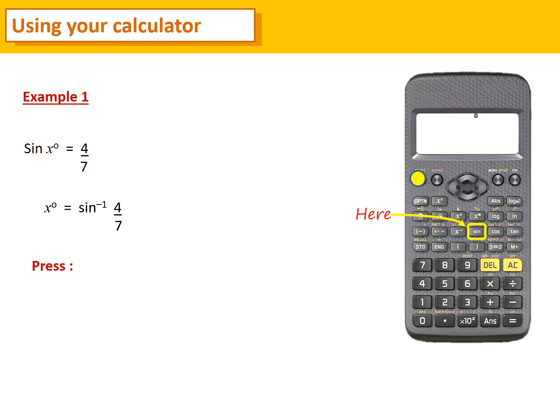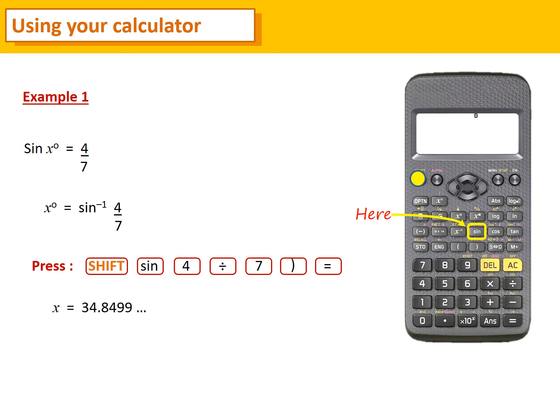In order to find that on our calculators, these are the buttons that we would press. We press shift and then sine. That will give us shift sine or inverse sine. Then we need to type in the ratio, 4 divided by 7. Importantly now, we would close the bracket and then press equals. And when you press those buttons on your calculator, you should find that the answer you get is 34.8499, and we would round an angle off to 1 decimal place, which would be 34.8.